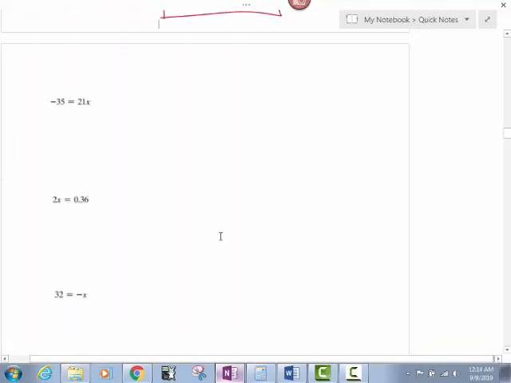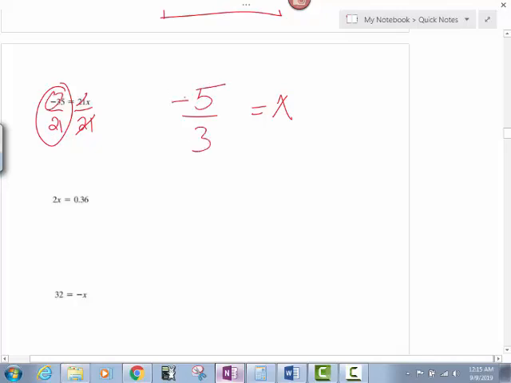All right. Let's try the next one here. So again, I'm going to do the same thing. The number in front of my x is a 21. I'm going to divide both sides by 21. So those 21's will cancel. Here's my x. Now, I know 21 doesn't go nice and neat into -35. But we can reduce those fractions. We can divide them both by 7. 7 goes into 35, 5. 7 goes into 21, 3. Because we have a negative, we don't want to forget it. Okay?